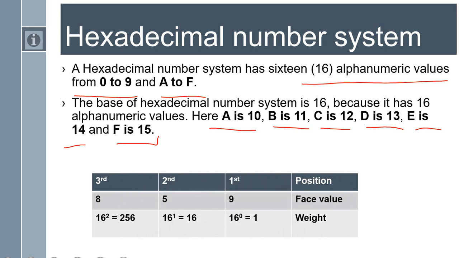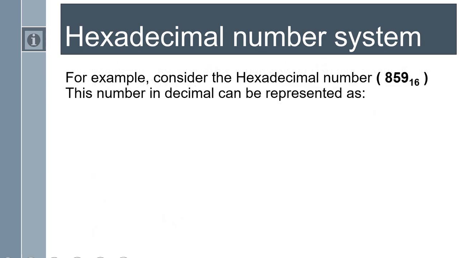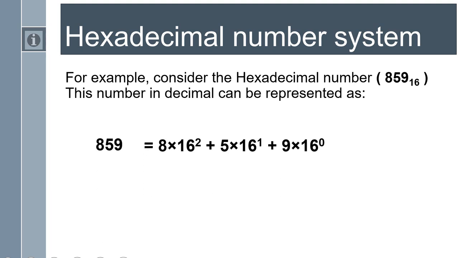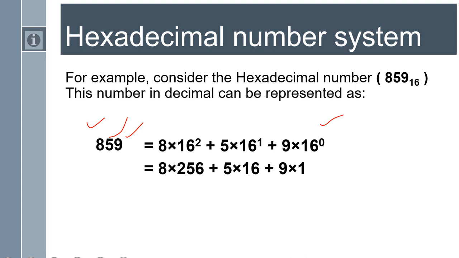So position, again face value and weight. Here we will use 16 as the base for the weights, the power of 16. For example, consider the hexadecimal number 859. This number in decimal can be represented as follows: we will multiply the digits of 859 with the weights 16 raised to power 0, 16 raised to power 1, 16 raised to power 2. After this, we will multiply and add, and we will get the result, that is 2137.